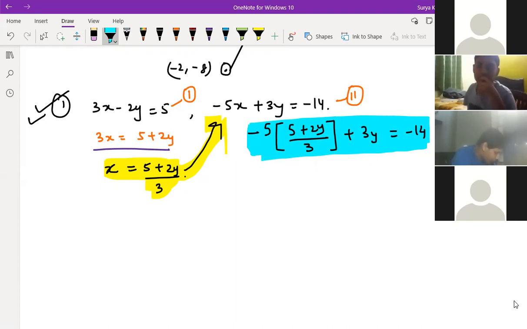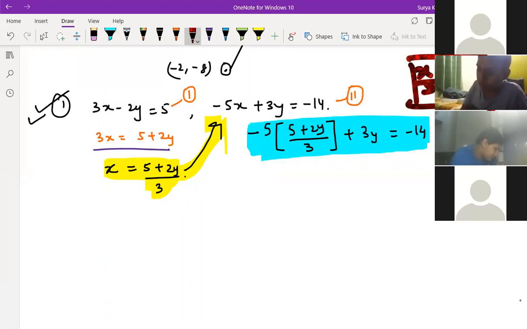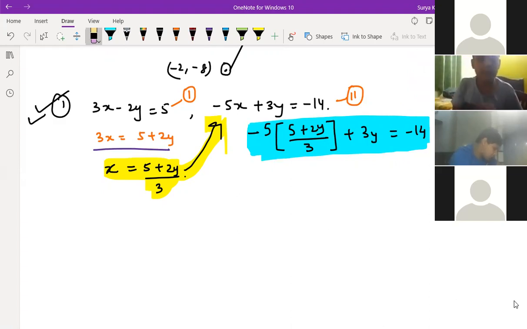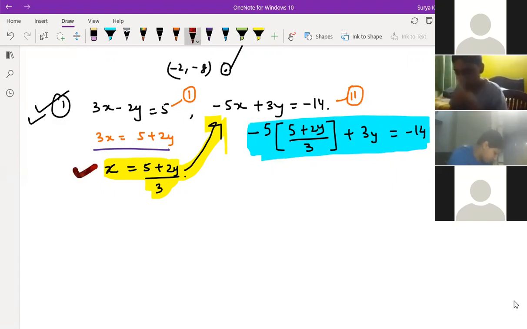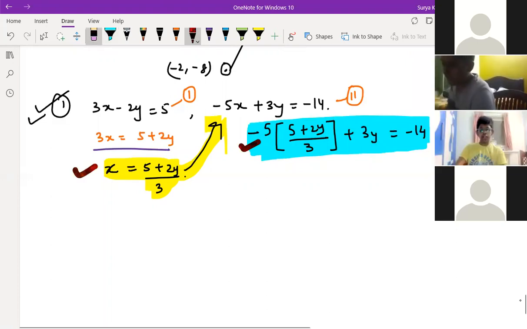So this we are using only for the graphical method. Don't use it in substitution. So now for the first one, this x we have to substitute into this. Okay, sir. We find x from the first equation and put it in equation second. Sir, so all the y should be together and all the x should be together, right?